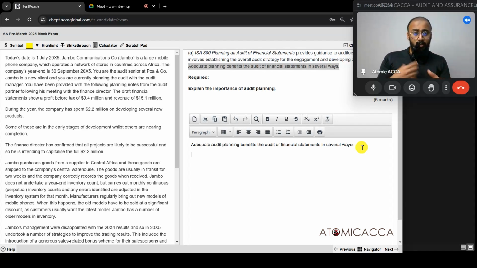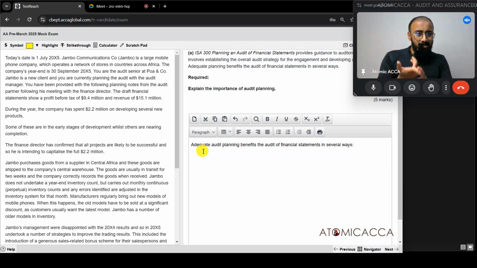If you know the topic, you'll be able to answer it. Generally, if you know it, you will be able to answer. If you don't know it, you won't even be able to bluff this answer, generally, for a knowledge based question. But audit planning is quite a general topic. Just imagine that you're an auditor going to a client. If you plan and do an audit properly, what are the benefits?